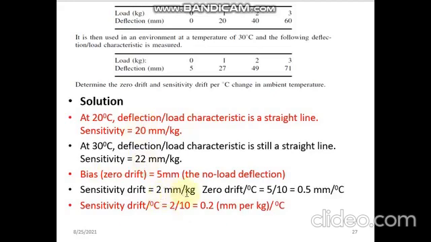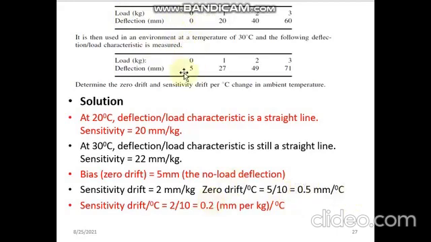So now the absolute value of the zero drift is given by 5 over 10. And how do we get that? If you want to get that, look at the first one. Here we have 5 at 0 load, so that is the deflection. And what is the change in temperature between this and this? The upper one is 20 and the second one is 30. That's the change in temperature, 10. So 5 over 10 will give us 0.5 millimeter per degree Celsius.